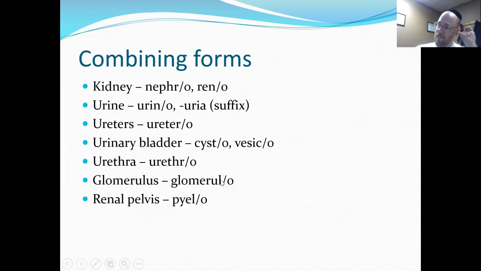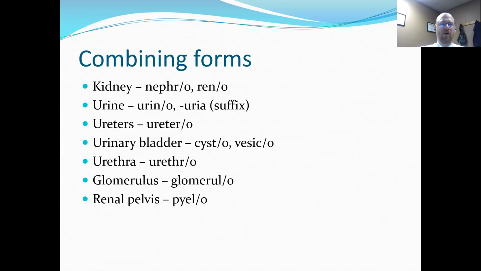So what about some combining forms, right? We have kidney, and the combining forms there are nephro and reno, urine being urino or urea, right? The ureters, which are the tubes that lead from the kidneys to the bladder, the combining form there is uretero, okay? Urinary bladder being cysto or vesico, urethra being urethro, and glomerulus being glomerulo.